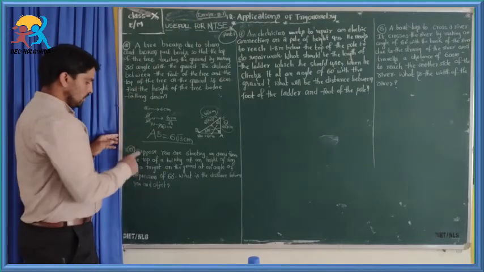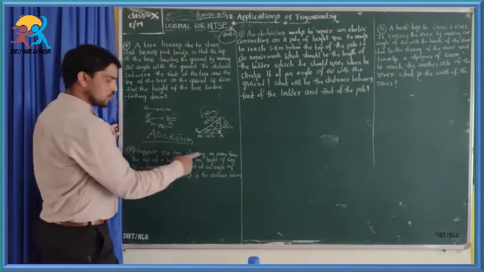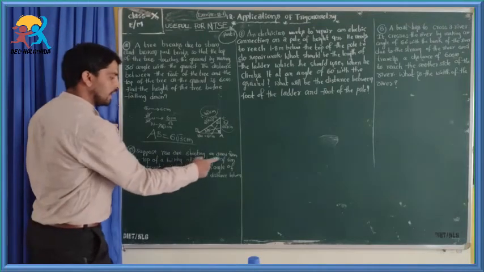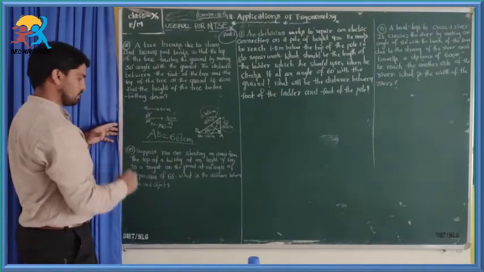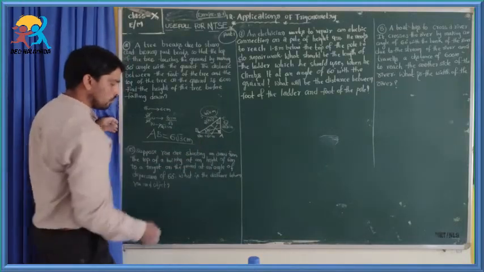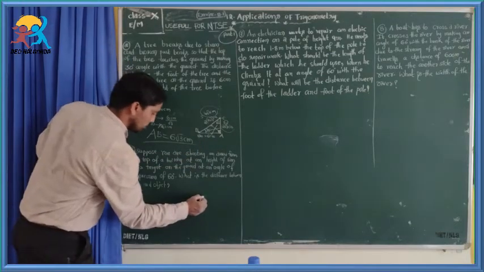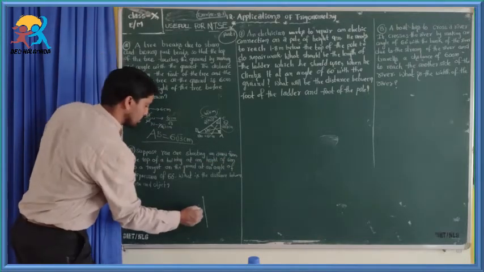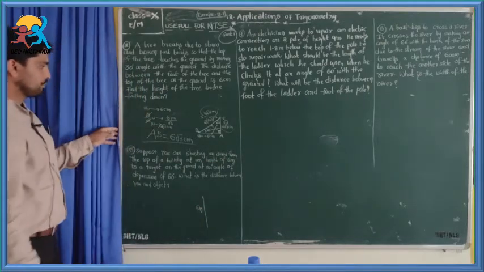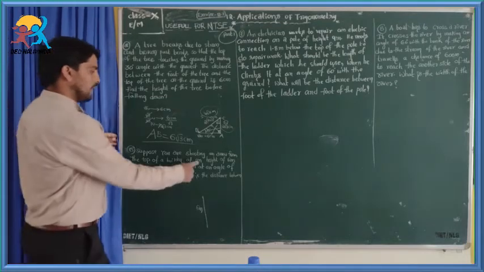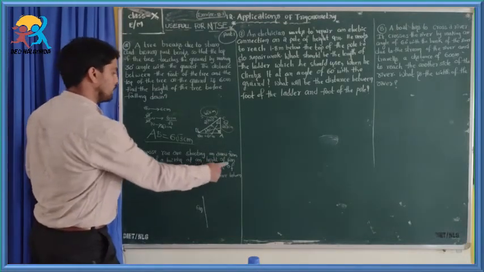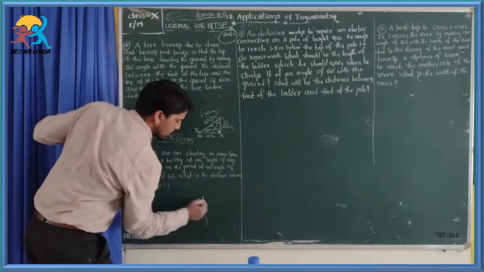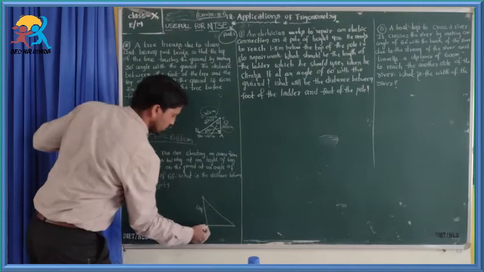Right now. Sixth question. Suppose you are shooting an arrow from the top of a building at a height of 6 meter to a target. See here, top of the building, height of the top of the building is 6 meter. Now, the target is on the ground. Join these two and these two.